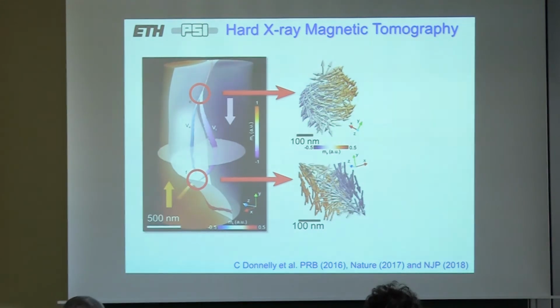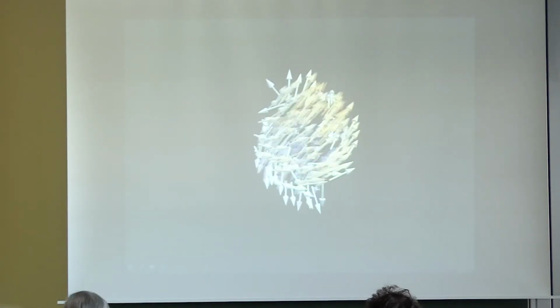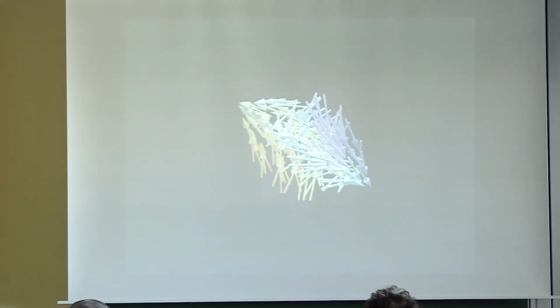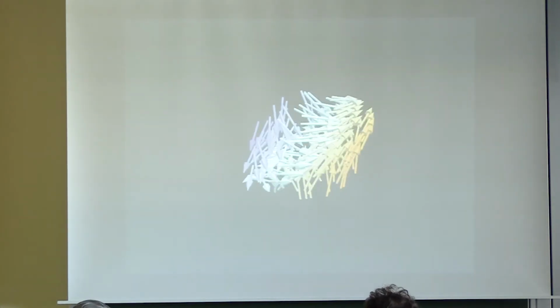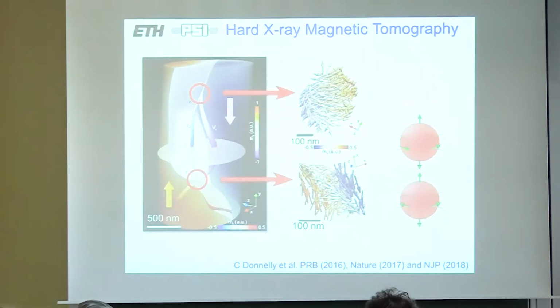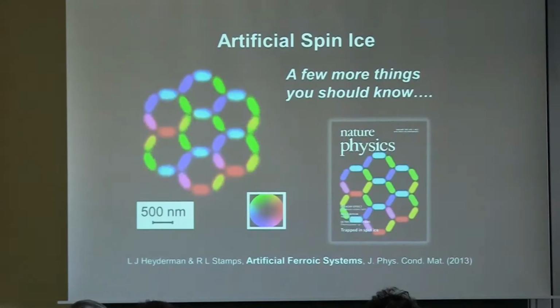And we believe these structures correspond to these two Bloch points, the circulating and contra-circulating Bloch points, or anti-Bloch point. And again, because this is a tomographic image, one can look at these structures from all sides. That's the Bloch point, and this is the anti-Bloch point. Okay, so that's magnetic imaging in 3D.